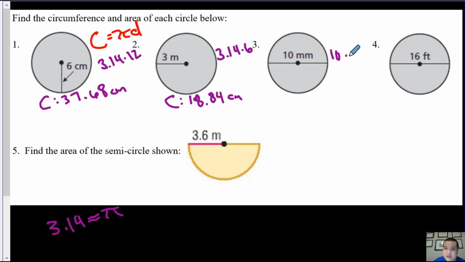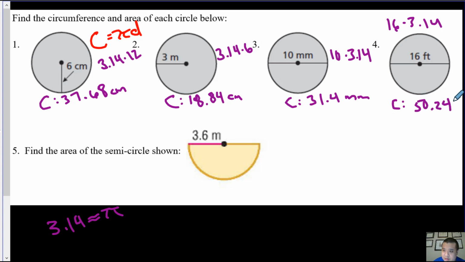For the last two, we are given the diameter, so we can simply do here 10 times 3.14, diameter times pi. So the circumference is going to be 31.4 millimeters. And finally, for the last one, we do the diameter, 16 times 3.14. Again, we're going to get a circumference of 50.24 feet. So those are all the circumferences.